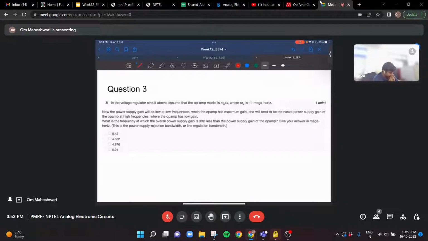In the next question, we have to find the power supply rejection bandwidth. So we have to find the bandwidth, which is a frequency term.